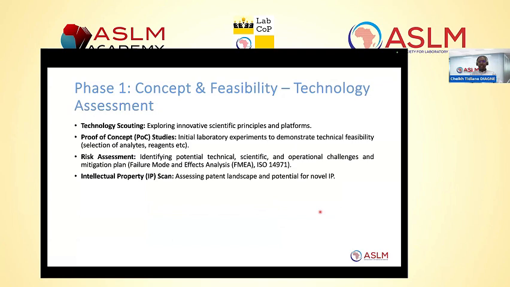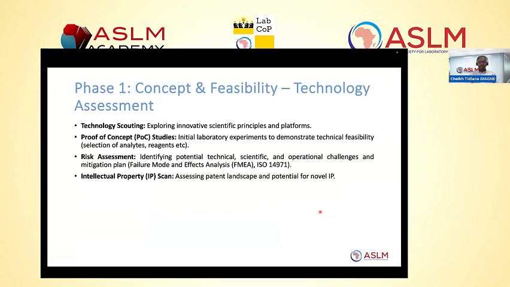Still in phase one, we need to assess the technology by doing a technology scouting, by exploring innovative scientific principles and platforms. And then we need proof of concept studies by running initial laboratory experimentations to demonstrate technical feasibility. Here we select the analytes, the biomarkers, the reagents, etc.